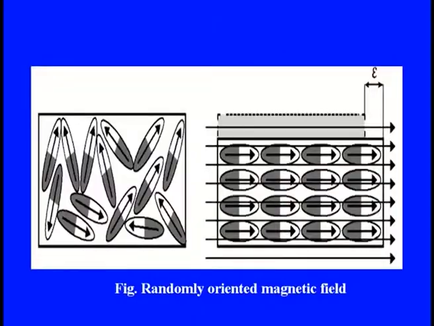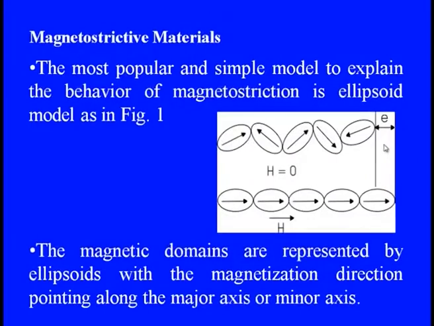So, the only change here is that we are applying the magnetic field, and because of this application all the particles along the layer are streamlined, and there is a clear change in the dimension. Again, the strain depends on the flux intensity, that is, how much electromagnetic force is generated. The most popular and simple model to explain the behavior of magnetostriction is the ellipsoid model.